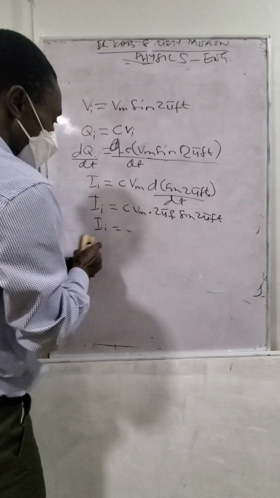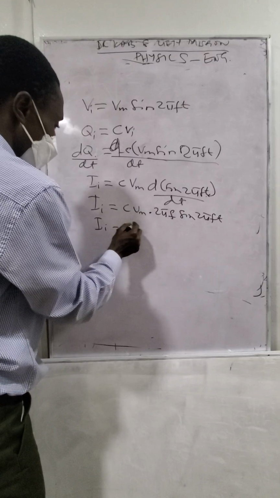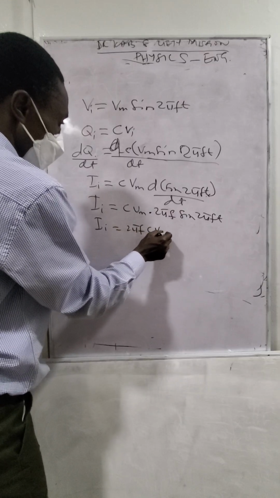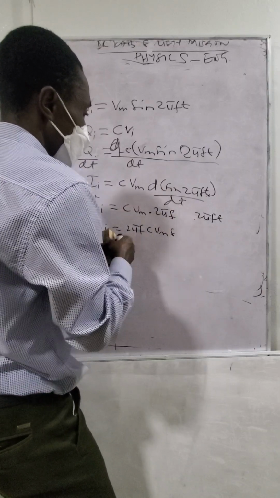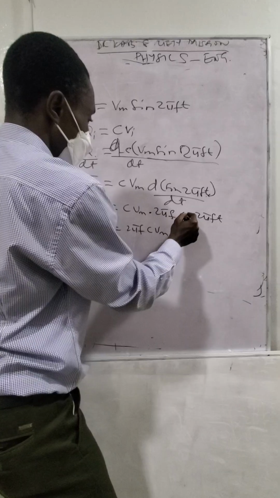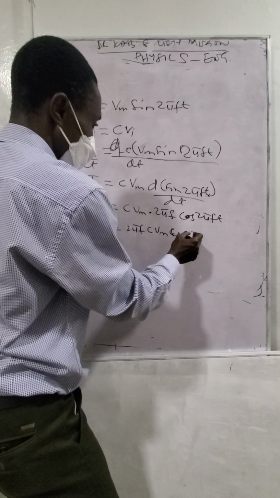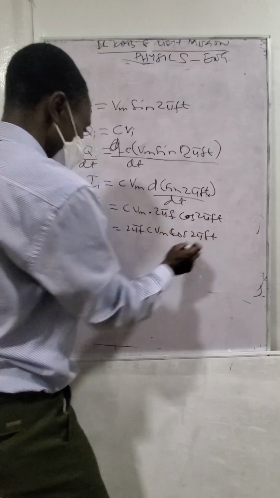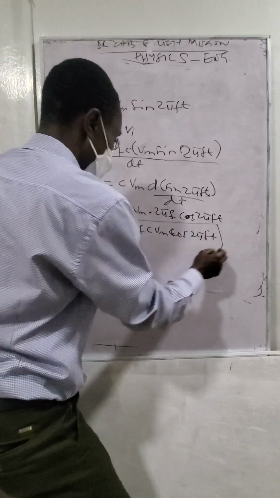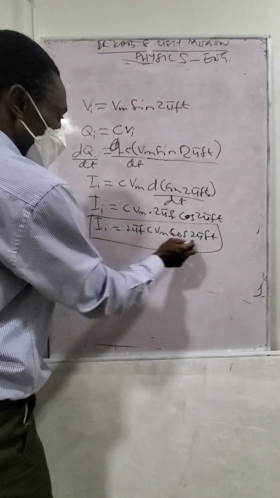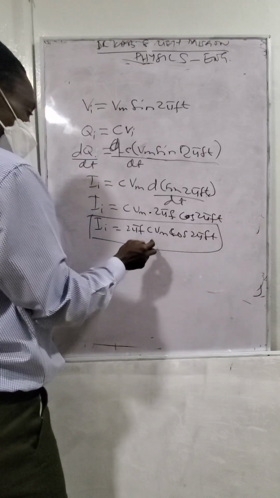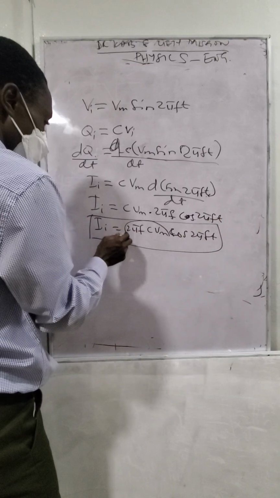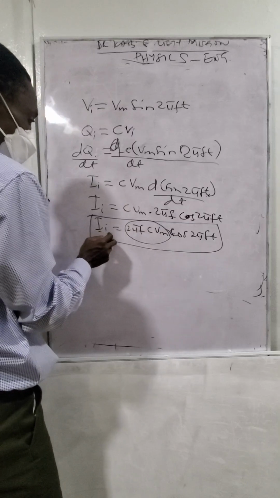Let me write it well. It becomes 2 pi f C V max, and when we differentiate sine, it becomes positive cos 2 pi f t. Look at this equation very well. This has given us a cosine curve. This whole thing is constant, and this is the instantaneous part.